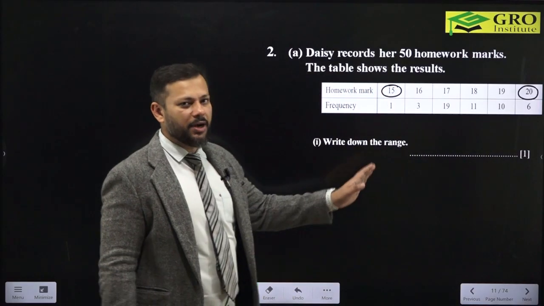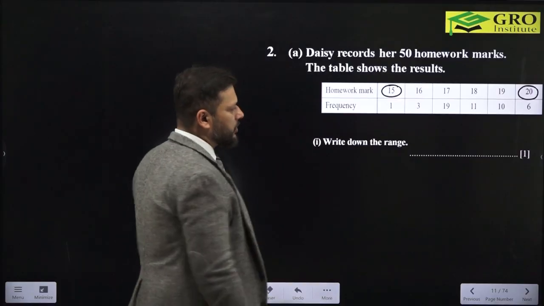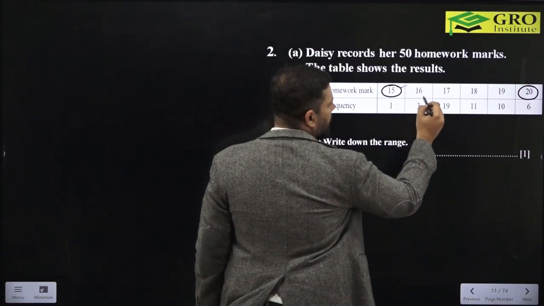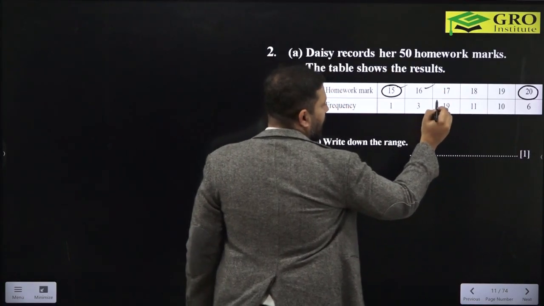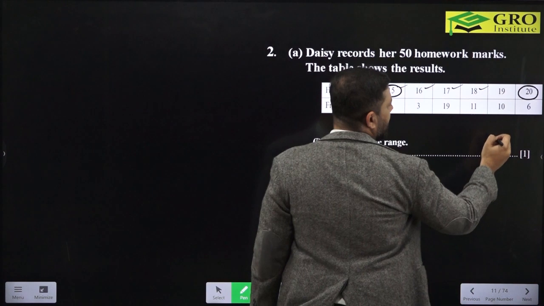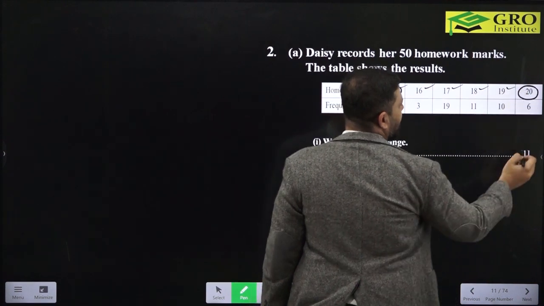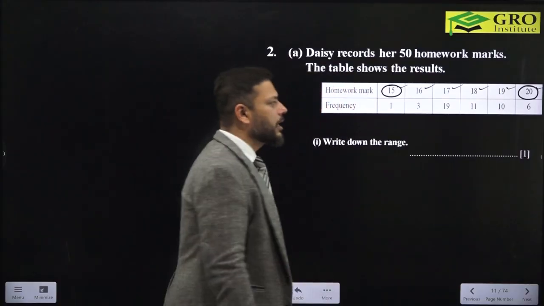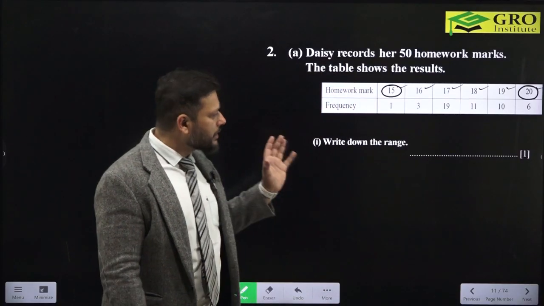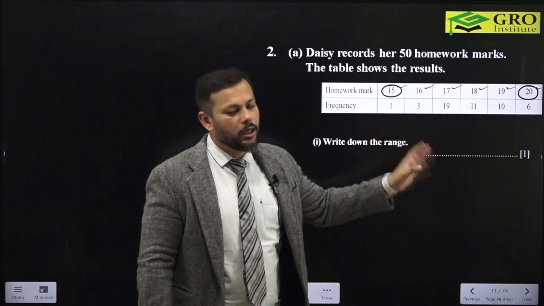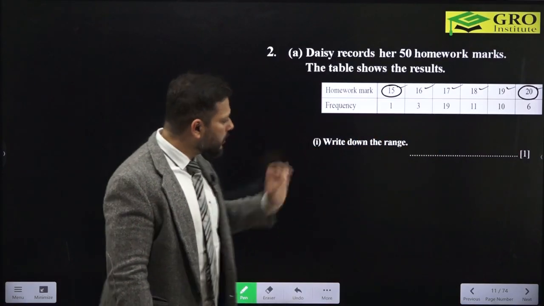Also, we can see from this table that she has scored only once 15 marks, 3 times 16 marks, 19 times 17 marks, 11 times 18 marks, 10 times 19 marks, and only 6 times the highest marks, that is 20 marks. So these are the marks scored by Daisy, and how many times she has scored them is also mentioned. Now what is the question?